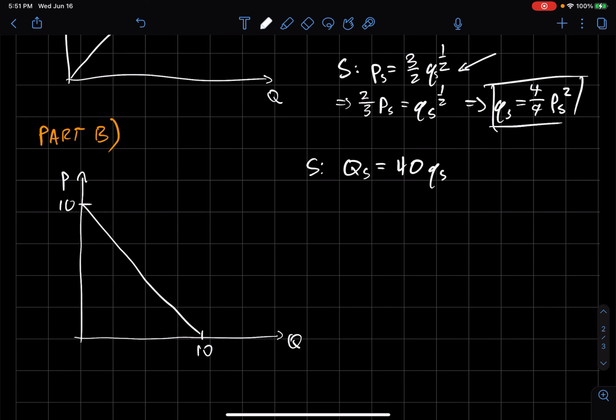Okay, so then we plug this into our relationship here, and let me drop to the line below. If QS is equal to 40 times 4/9 PS squared, this just comes out to be 160 over 9 PS squared.